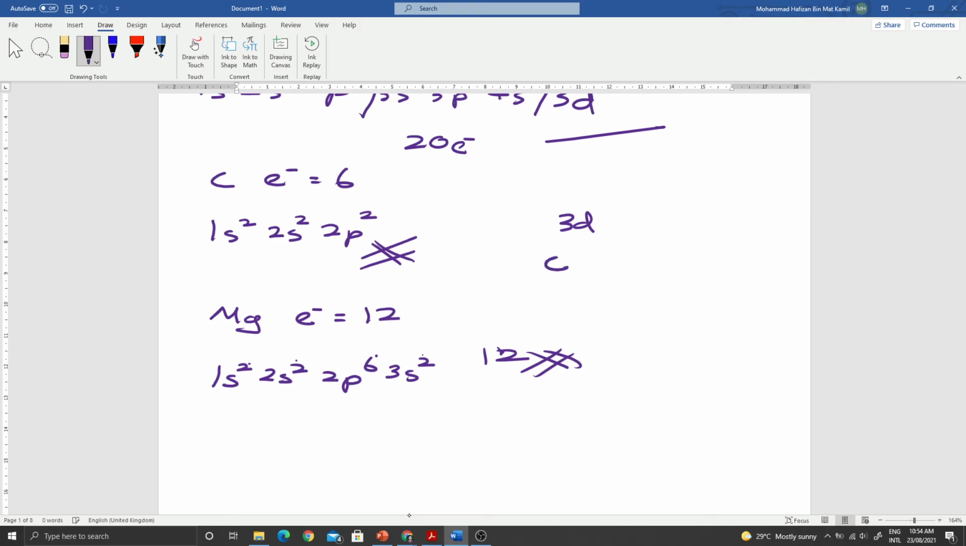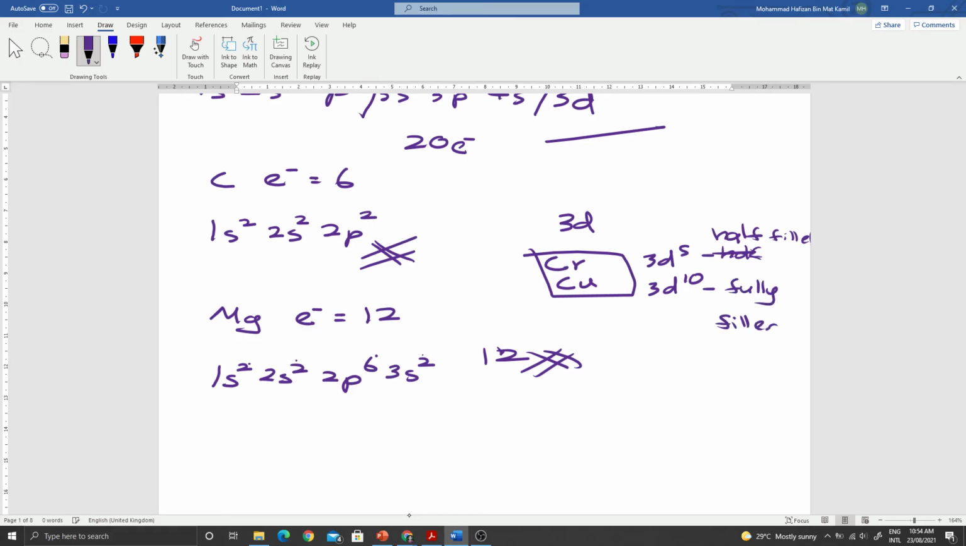We have chromium and copper. Only these two yang chromium is 3d5 while copper is 3d10. Sebab dia half fill. Saya ingat pula. So half fill dengan fully fill, dia ada extra stability. Okay.